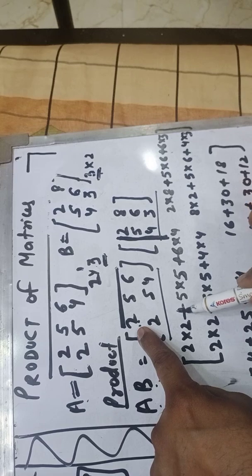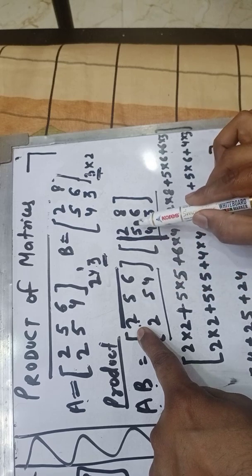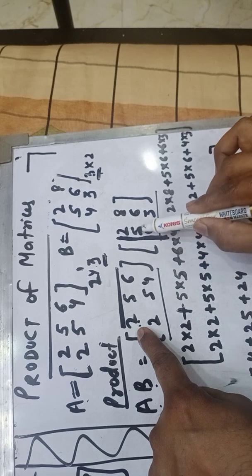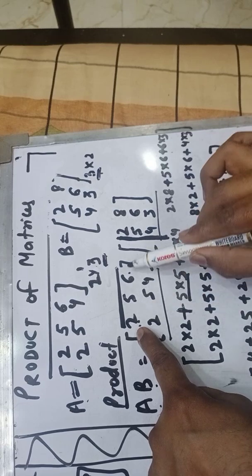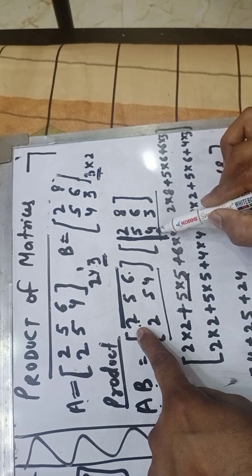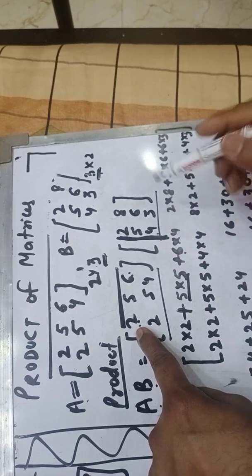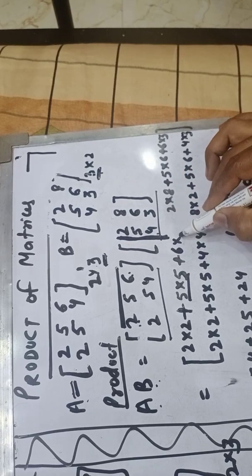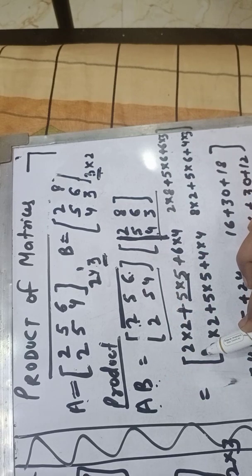Then you have to write a plus sign. Then the second element of the first matrix and the second element of this column: 5 into 5. Then the third element of this row and the third element of this column: 6 into 4. I am writing it again, 6 into 4. And this gives you only one element of the product matrix.